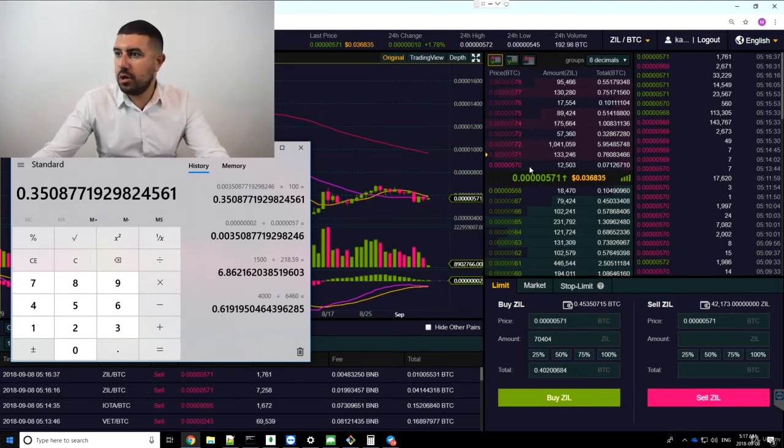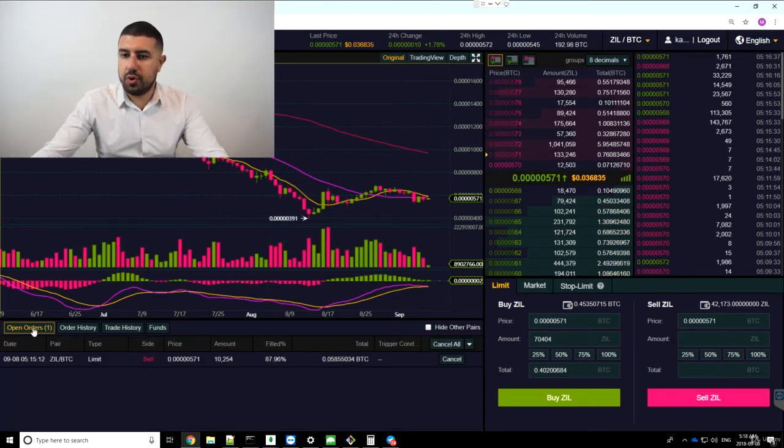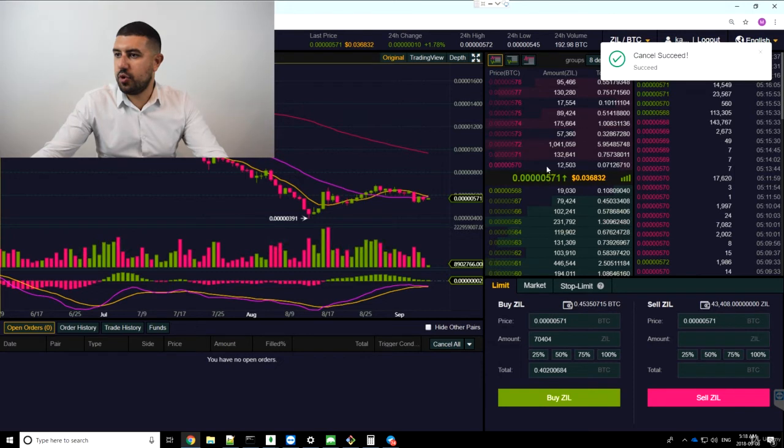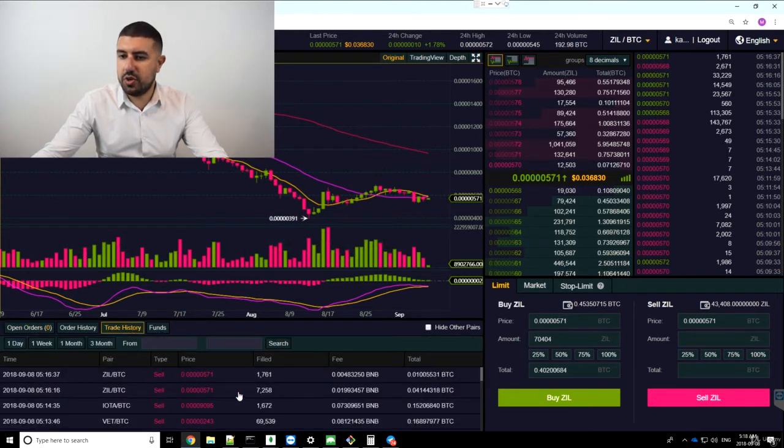I don't want to wait too long, but you know what, let's just reduce our price to 70. I go here in open orders and I click on cancel, and my order is canceled. Now I can reduce my order to put it at 70 here. I want to check to make sure that I didn't get any execution on it. Also, I did get filled a bit. So I did sell a bit of it.